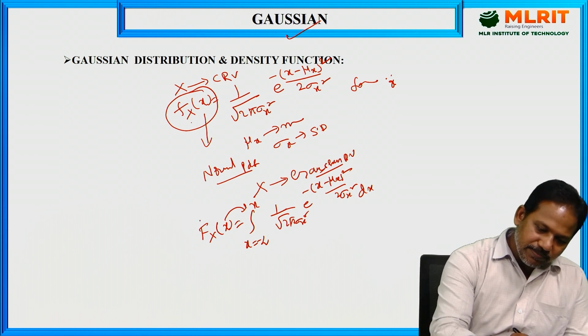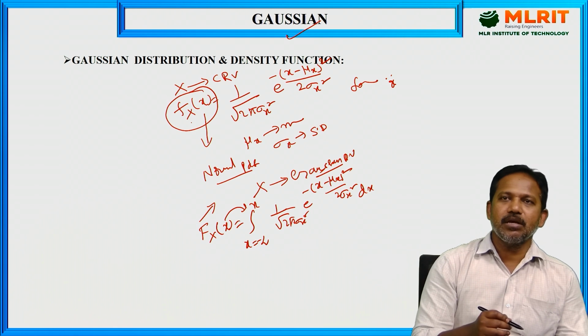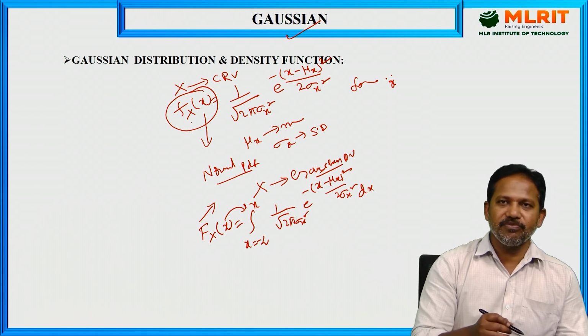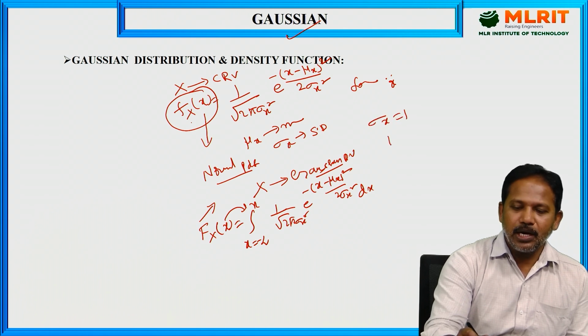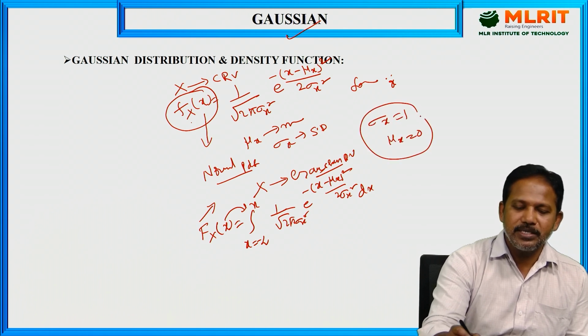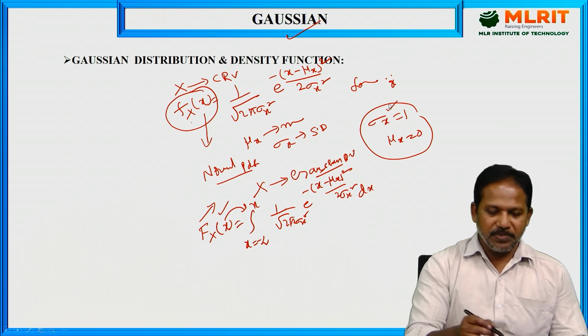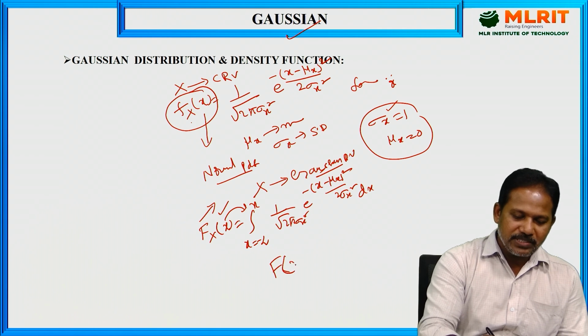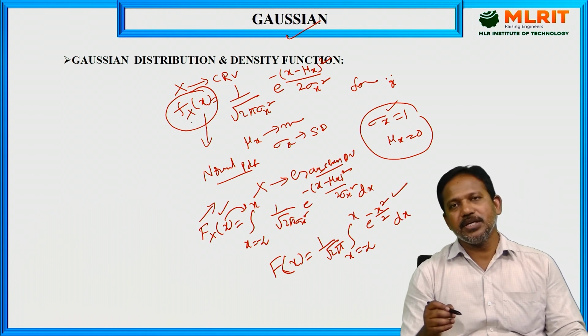Here, this is my Gaussian probability distribution function. Generally, the Gaussian distribution function is also called the normalized distribution function when sigma x is equal to 1 and mu x equal to 0. In that case, F of x is equal to 1 by root 2 pi into the integral from minus infinity to x of e power minus x square by 2 with dx. This is my normalized Gaussian distribution function.